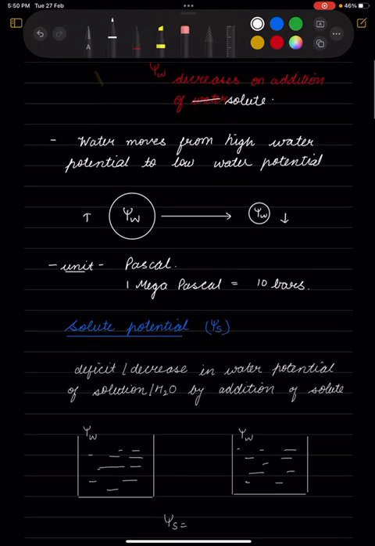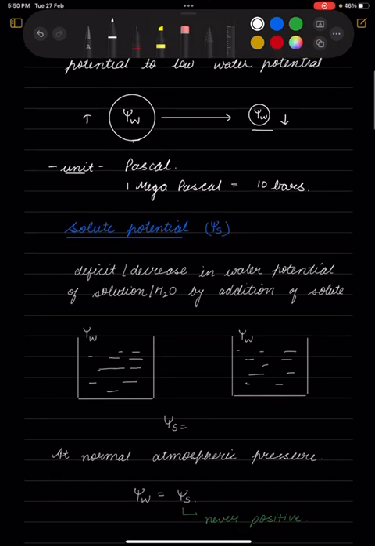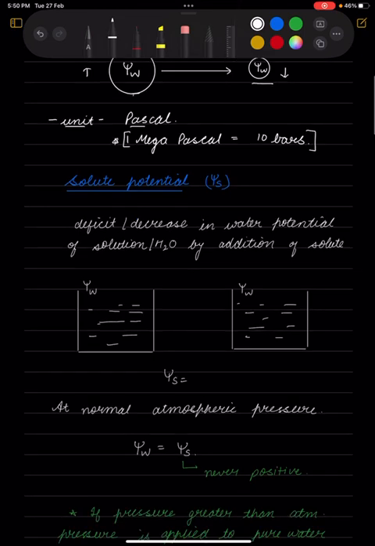Water moves from high water potential to low water potential. High water potential means there is only pure water and a little amount of solute in it, so it will flow easily towards the container or the beaker where the water potential is very low, or in that case the solute is very high in the water. The unit is Pascal, and there is a question in the NEET that 1 megapascal is equal to 10 bars. Learn it as it is.